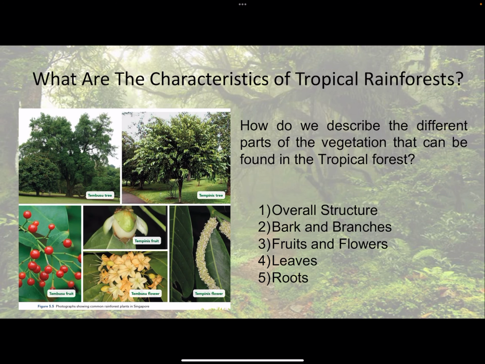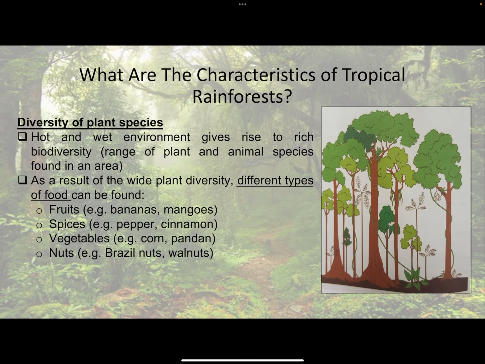Okay, now in terms of characteristics of tropical rainforest plants, we are looking at 5 areas, like we mentioned at the beginning of the lesson: overall structure, bark and branches, fruits and flowers, leaves, and finally roots. So these are how we can break down and describe the different characteristics of the tropical rainforest. So let's start with the first area, where we're looking at diversity of plants.